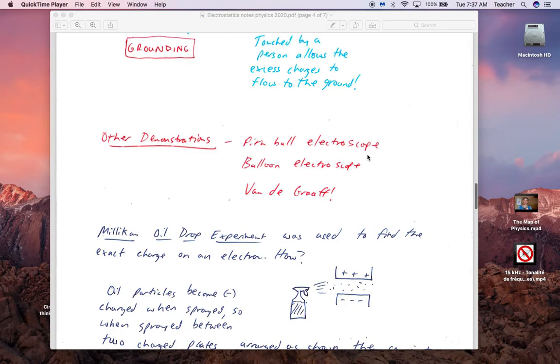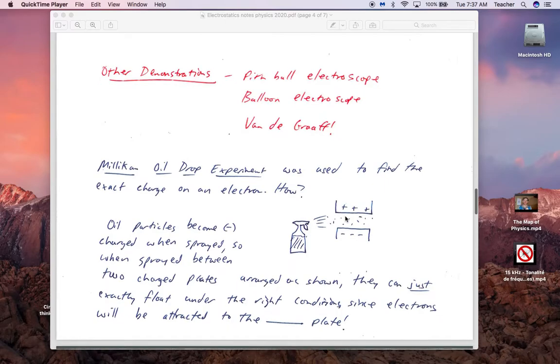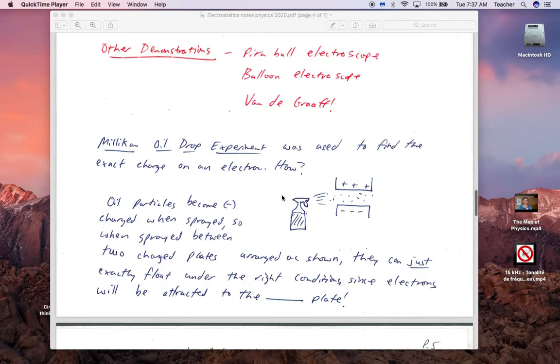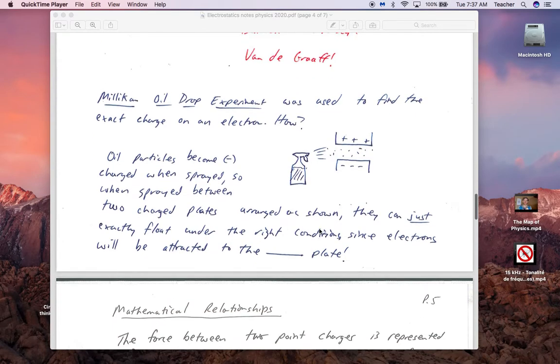Didn't get a chance to do this. Didn't get a chance to do that. We definitely did Van de Graaff things. I don't think the Millikan oil drop experiment is that important for what we're doing, but I like my picture. That's a good spray bottle. It could be used for disinfectant these days.